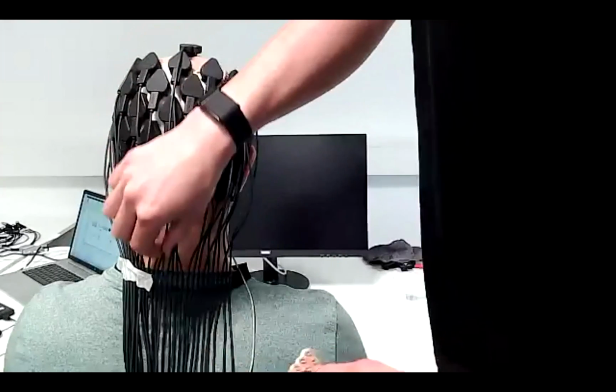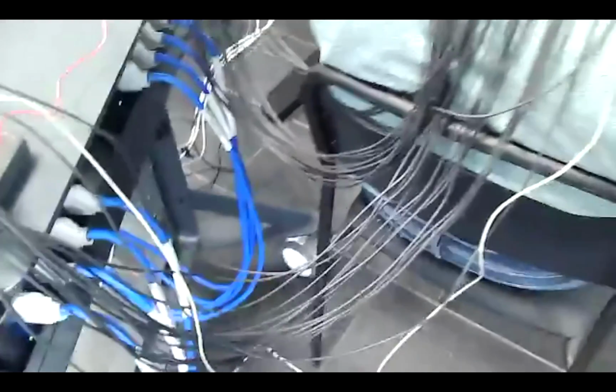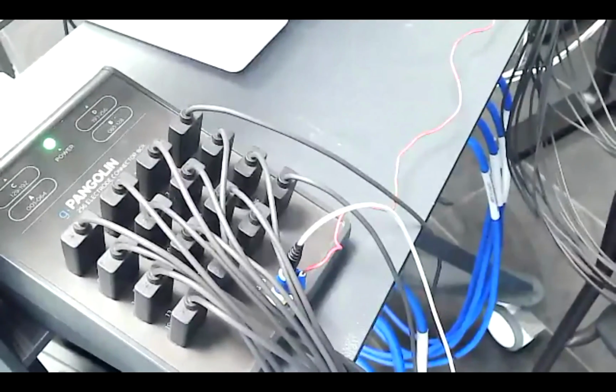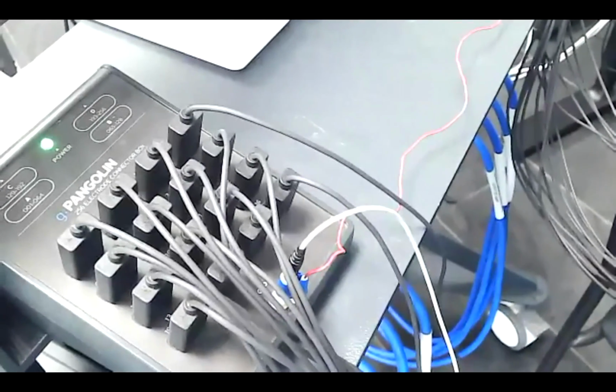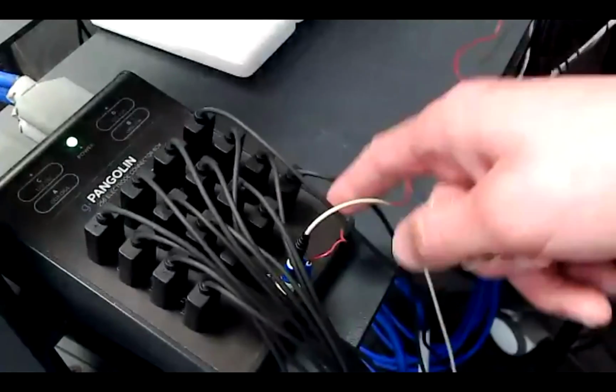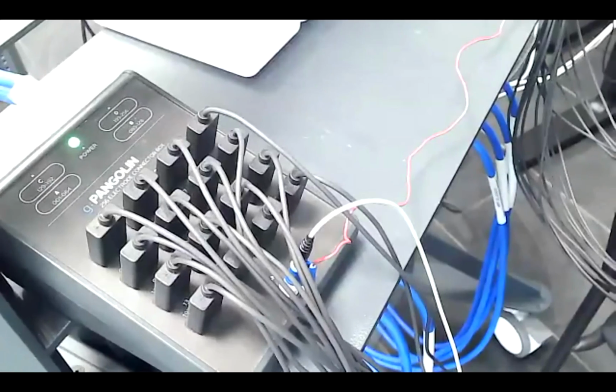You can see here the preamplifier cables, and then I will show you a bit around how it is connected actually to the g.HIamp. So we have here these connector boxes. You can see this here. We have one connector box with 16 of those cables, which means we have in total 256 channels, one high amp, and they're connected here to the high amp.